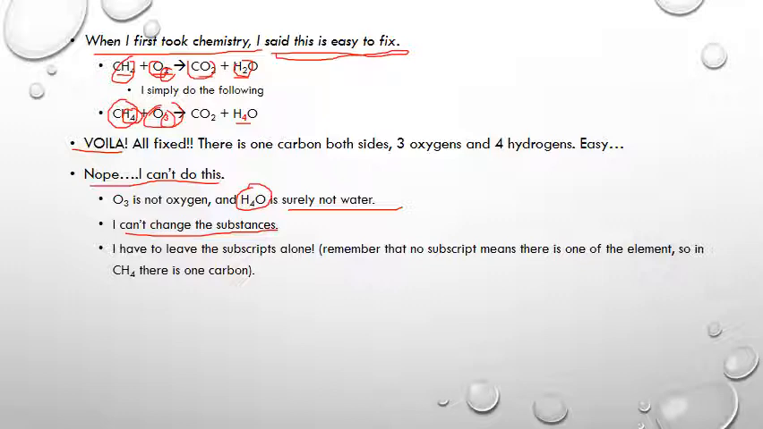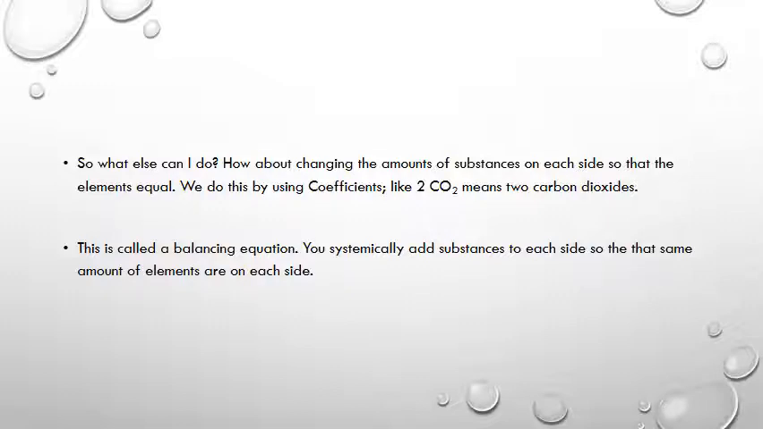So what do I do? So that's the next thing. So what else can I do? Well, how about if I can change the amount of substance on each side so that somehow the elements will come out equal? Okay, well, this is what we do. We will put a coefficient in front of the molecule, like 2 CO2, which means I have 2 carbon dioxide, which also means I have 2 carbons and 4 oxygens.